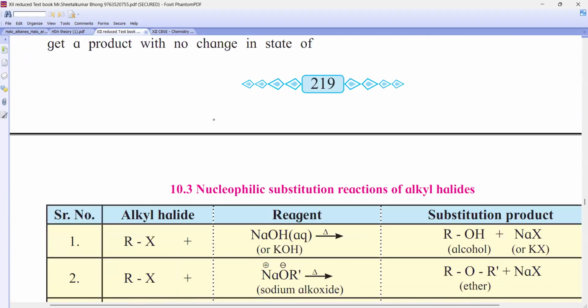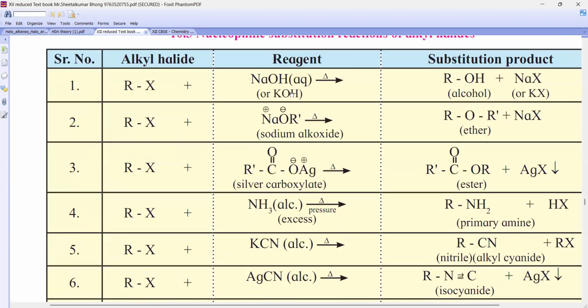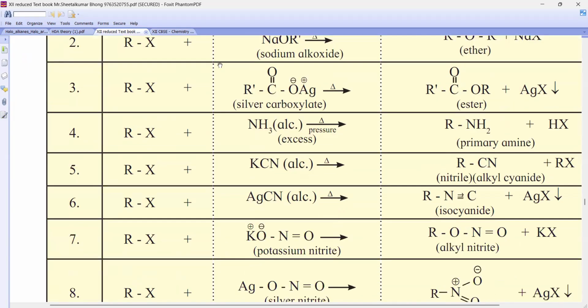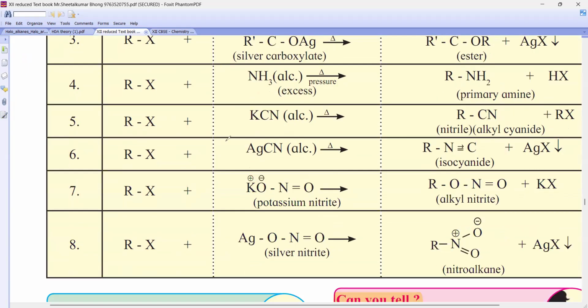Look, beta. Alkyl halide with NaOH or aqueous KOH. Can you see? ROH we got. Then I taught you this one, beta. KCN and AgCN. Can you see? RCN and isocyanide. Right now, the example I gave you was this, beta. Potassium nitrite and silver nitrite. So here you get alkyl nitrite and here you get nitroalkane. Are you getting it? Achha, now you can write.